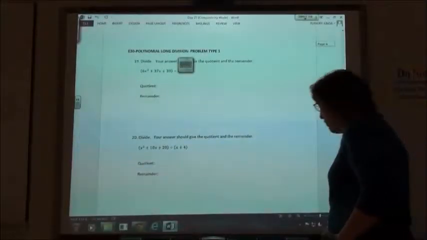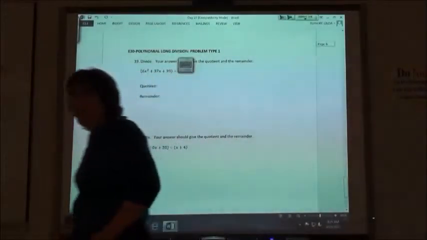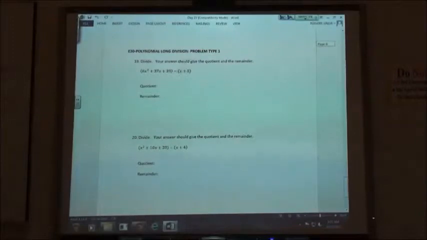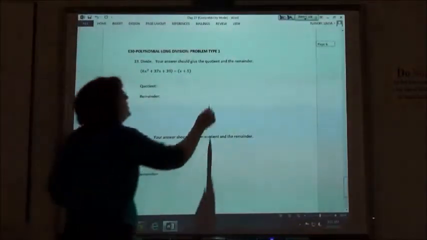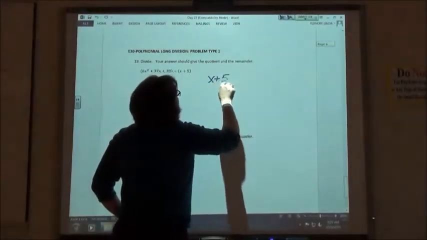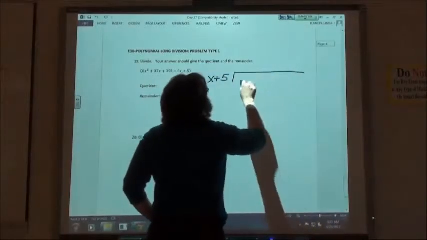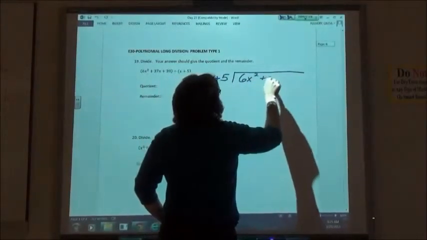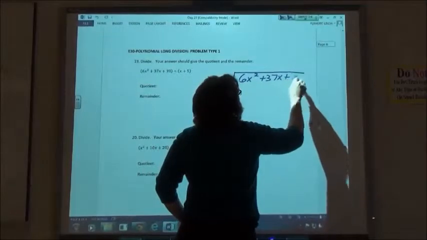We have what they call polynomial long division. So we're going to do long division with variables in there. And so we are going to take x plus 5 and we're going to divide it into 6x squared plus 37x plus 39.